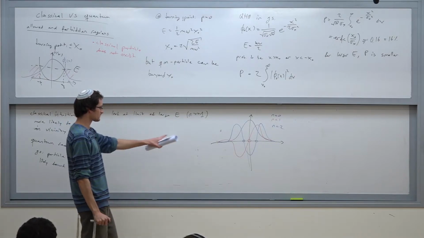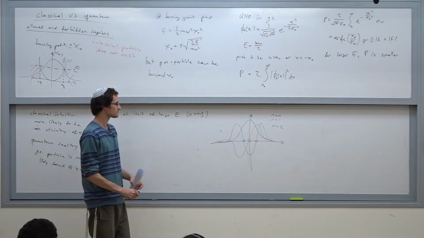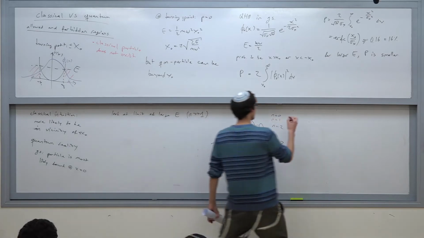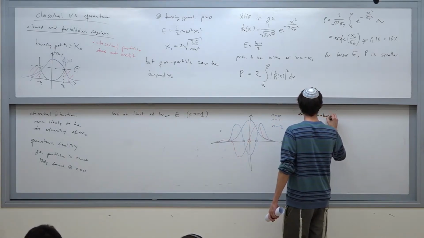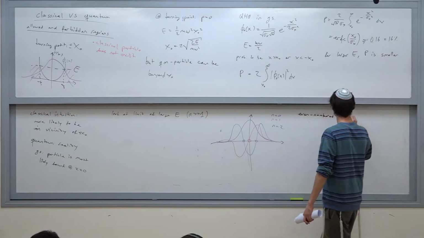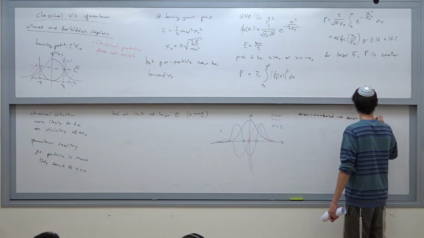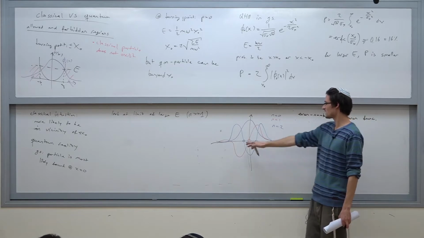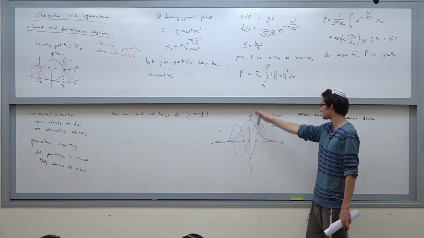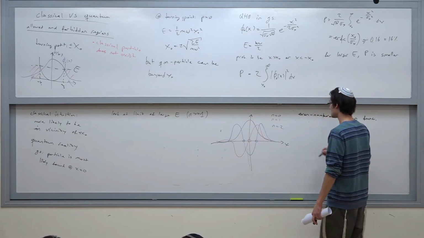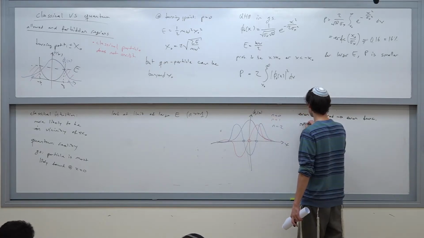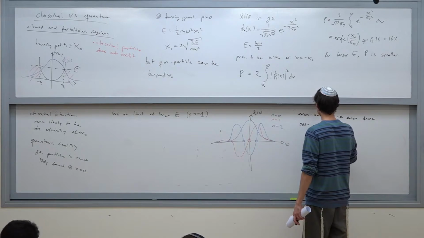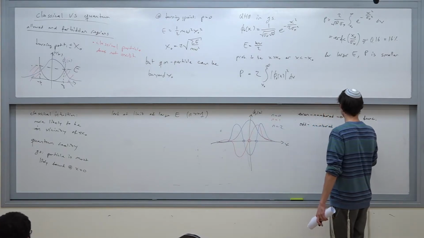Also notice the parity, right? So even numbered states are even functions. N equals 0 and n equals 2 are even with respect to x equals 0. And odd numbered states are odd functions.